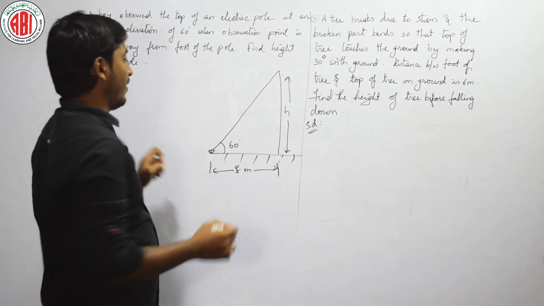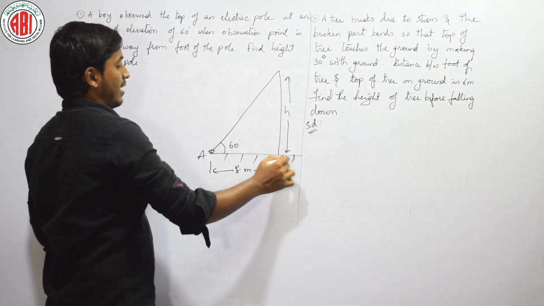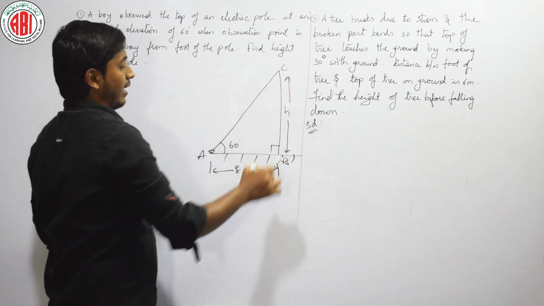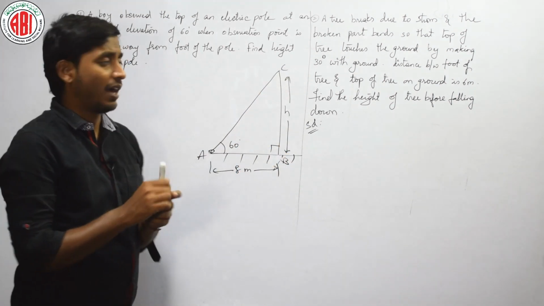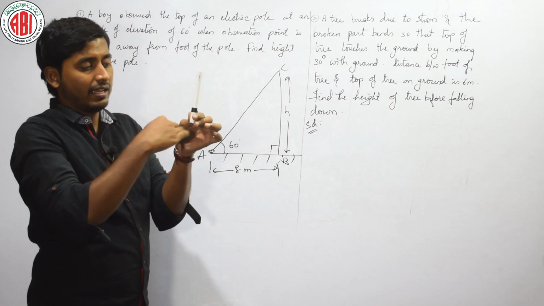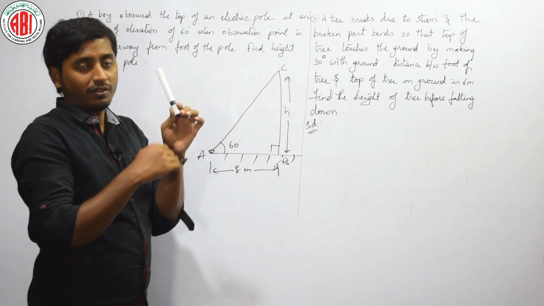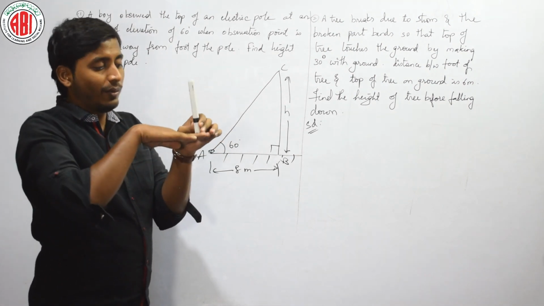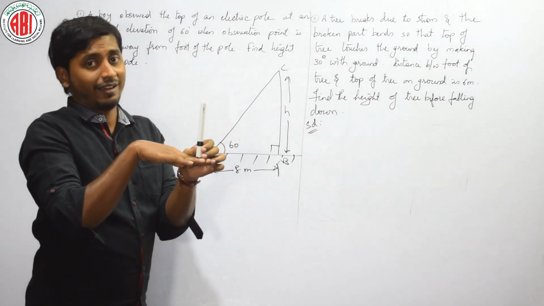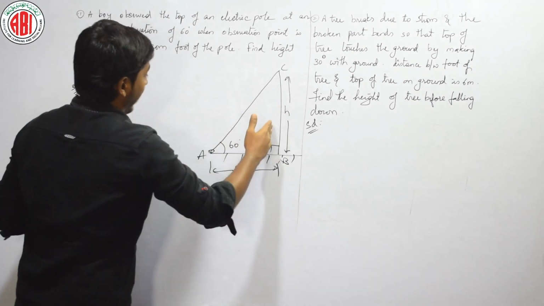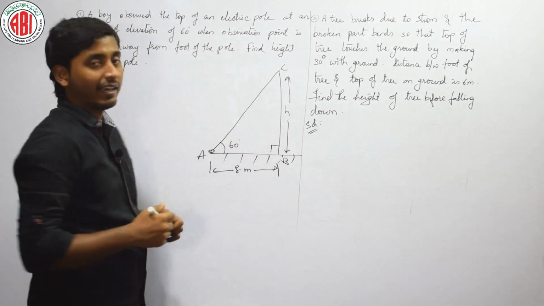Is it right? If I assume this as ABC, this is a right angle triangle, right? However, we know that a pole is always constructed at a right angle. Whatever the pole, it should always be at a right angle, which means it should be straight, right? That's why this is at a right angle, therefore this is a right angle triangle.